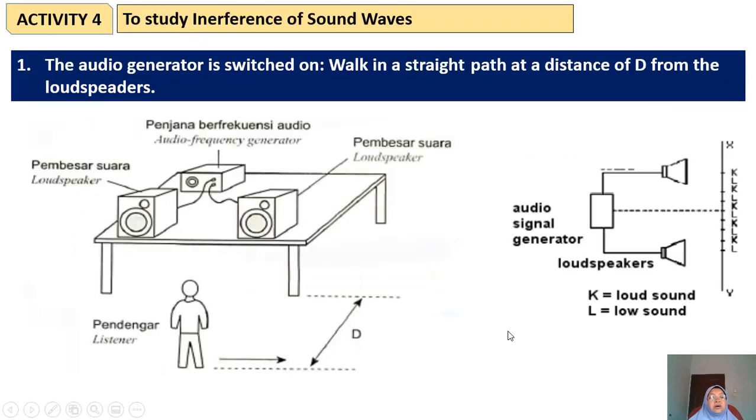Okay, now the next one we're going to learn about sound waves, to study interference of sound waves. So we have the audio generator connected to 2 loudspeakers, and we will walk along in front of the loudspeakers along the straight line here. The distance between the loudspeakers and our position is what we call D. Here is another picture. The 2 loudspeakers are the 2 coherent sources, with the audio signal generator producing the sound wave, and as we walk along here, we will observe loud sound and low sound alternately.